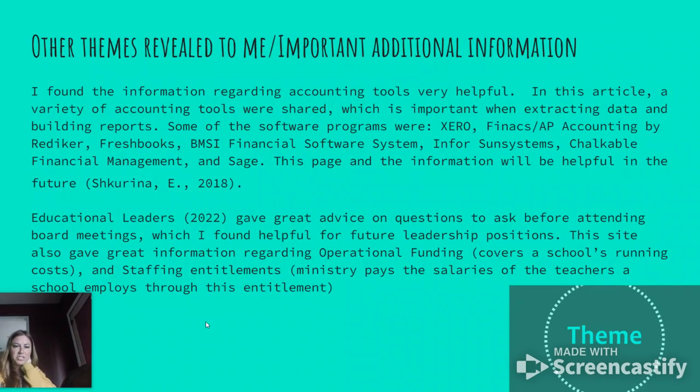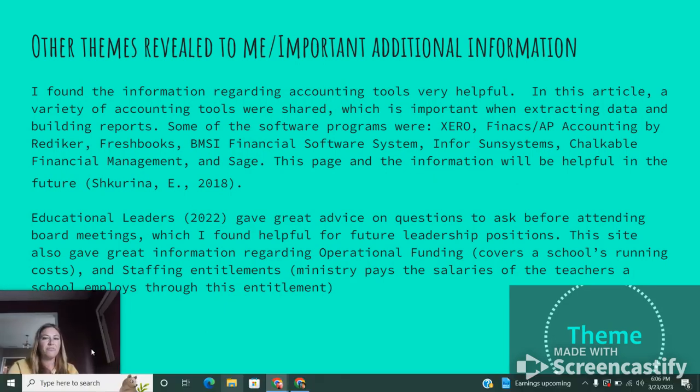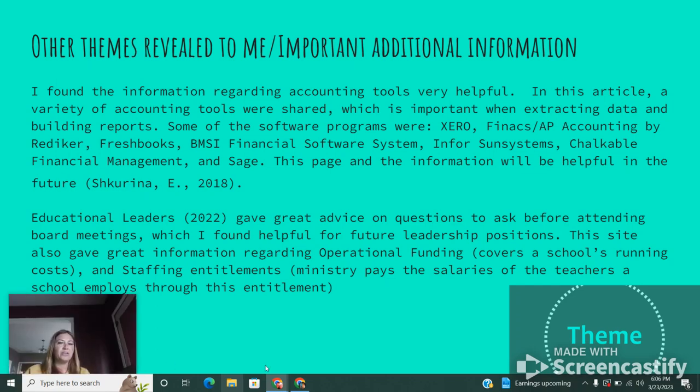Additional themes or important information I found that I think are going to be helpful in the future. I found the information on the site Shakarina regarding accounting tools, and I thought that was really helpful. In that article, they gave a variety of accounting tools, which I think later is going to be extremely important when extracting data and building reports. The software programs, as you see, are Xero, Finax, AP Accounting, FreshBooks, BMSI Financial Software System, Infor, Sun Systems, Chalkable Financial Management, and Sage. This page and the information will be helpful in the future.